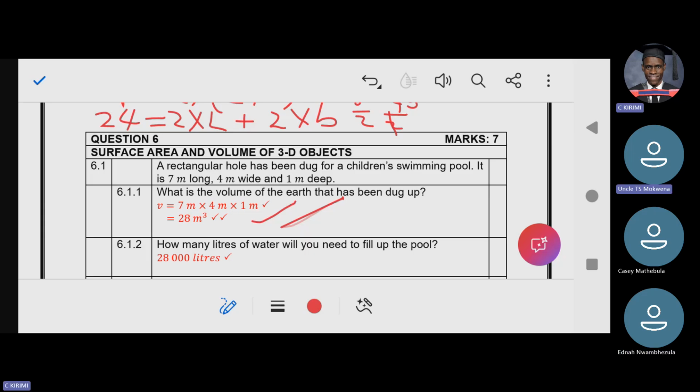28. 1 liter equals to 1 cubic meter. 1 liter, 1 cubic meter.